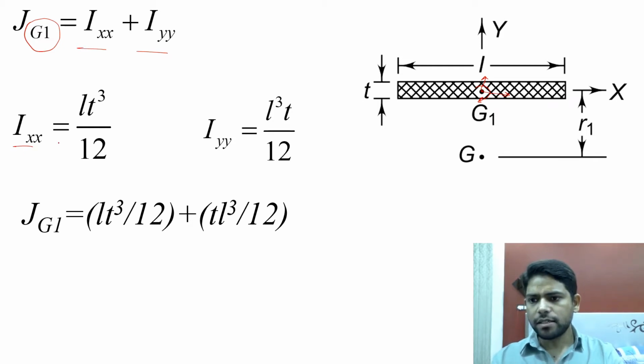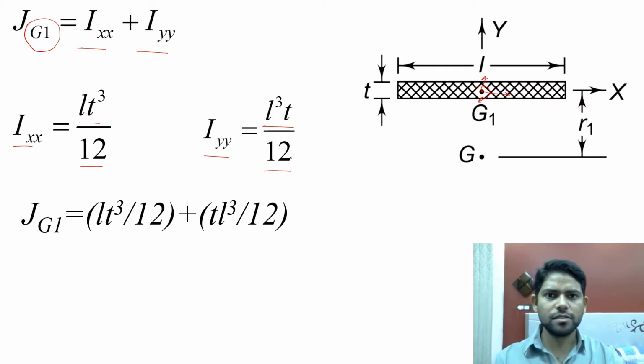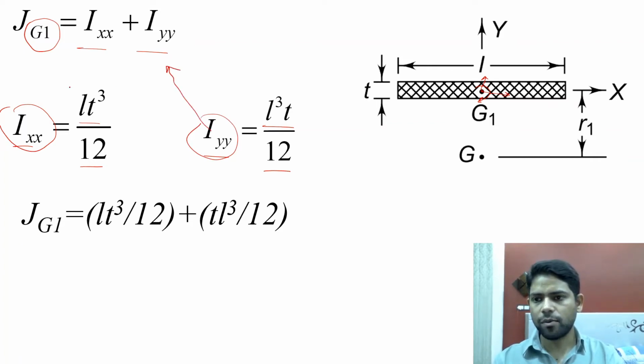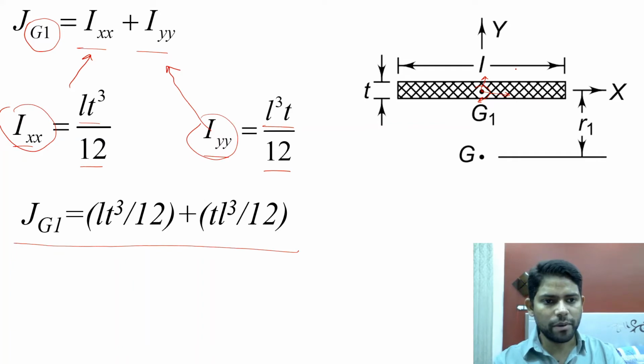Now your Ixx is equal to LT cube by 12 and your Iyy is equal to L cube T by 12. This thing is very easy. This is basically the second moment of area about X and Y. So writing down the values of Ixx and Iyy in the first equation, you will get the polar moment of inertia about this cross section as (LT cube plus TL cube) upon 12. So this is how you are going to calculate the polar moment of inertia.